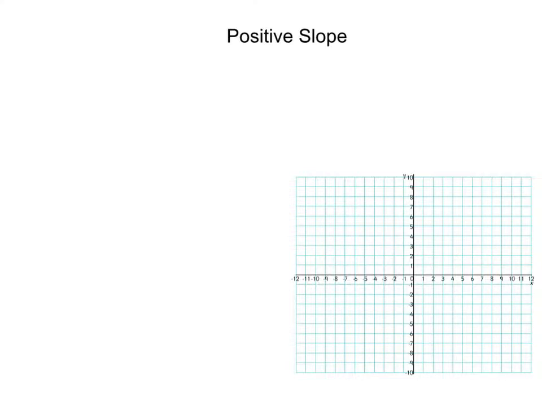Today we're going to be looking at positive slope. More specifically, if I were to give you an equation that has positive slope, would you be able to graph that on a coordinate plane?